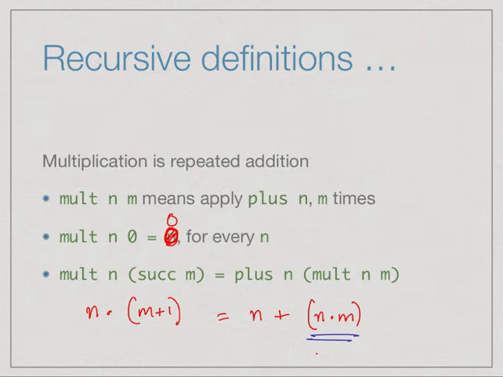I know how to do this because this is smaller. Okay? And this is now a known function because we have already defined plus. So plus was not a given function, successor was the given function, but we have already defined plus in terms of successor. So now we can use plus to define multiplication.